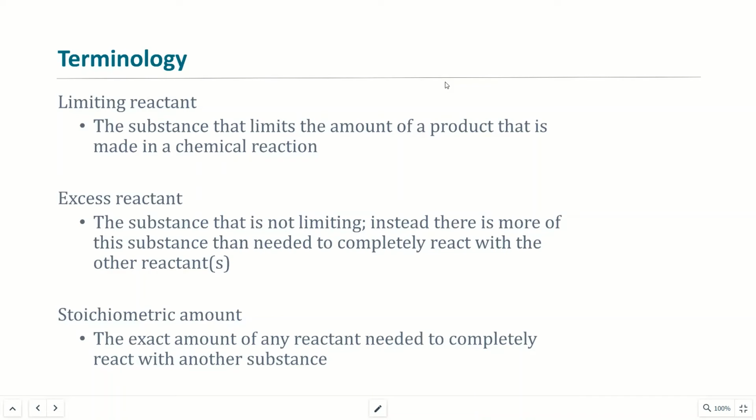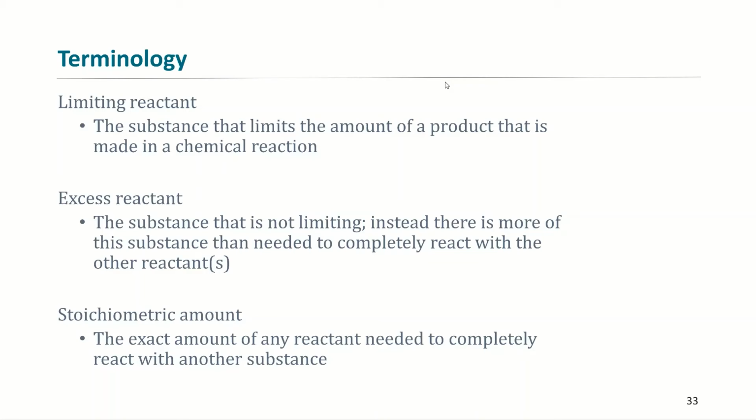So every reaction that we can think of has a limiting reactant, something that is going to run out first. And once we run out of that substance, the reaction as we know it stops. When that happens, there's usually an excess reactant, something that we had more than enough of. And as a result of having more than enough of it, there's some left over when the reaction is done. That's what makes it excess.